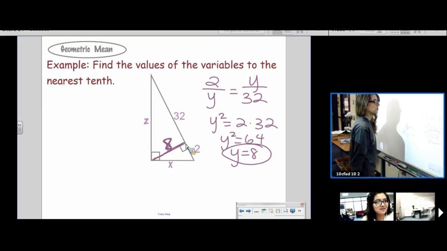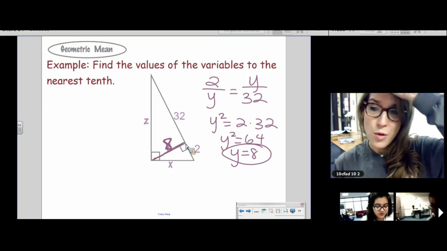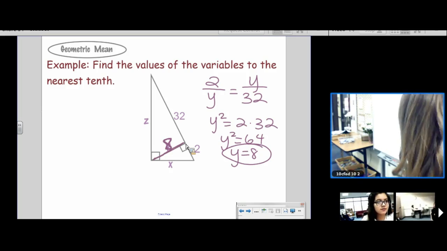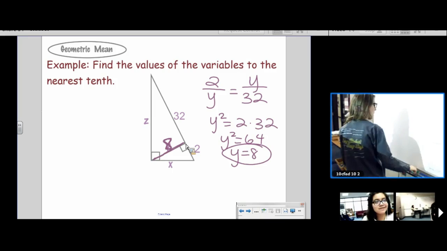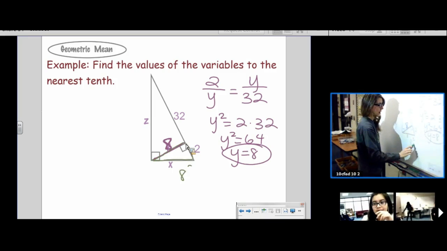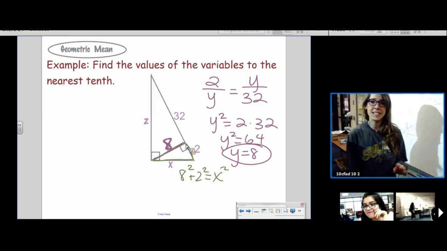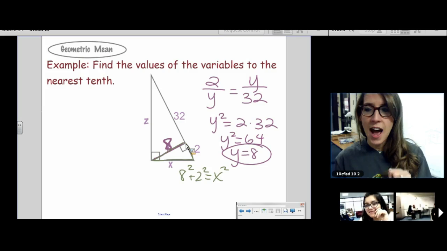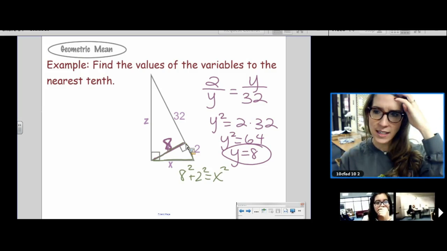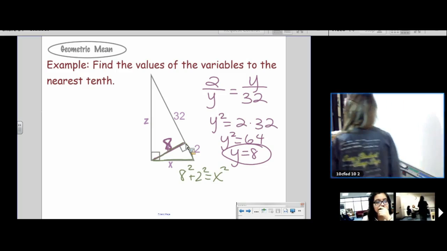Now here's the deal. Now that we have y, now that we know the altitude, you are more than welcome to use Pythagorean theorem. There's nothing wrong with finding x by doing a squared plus b squared. But since this is the geometric mean lesson, I want to keep doing geometric mean so we can practice a little bit more. Let's find x using geometric mean.